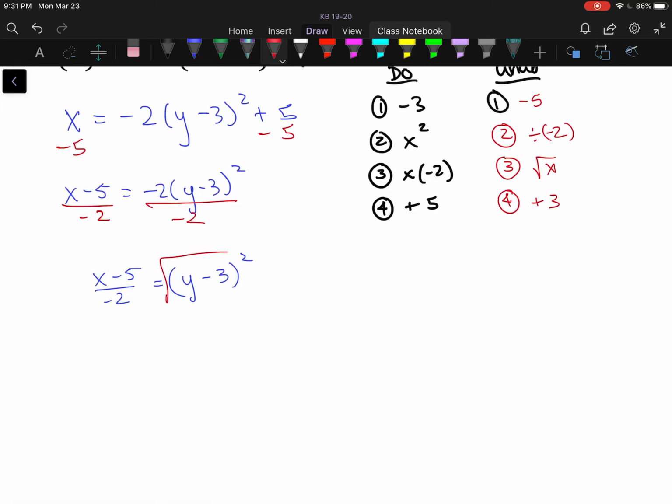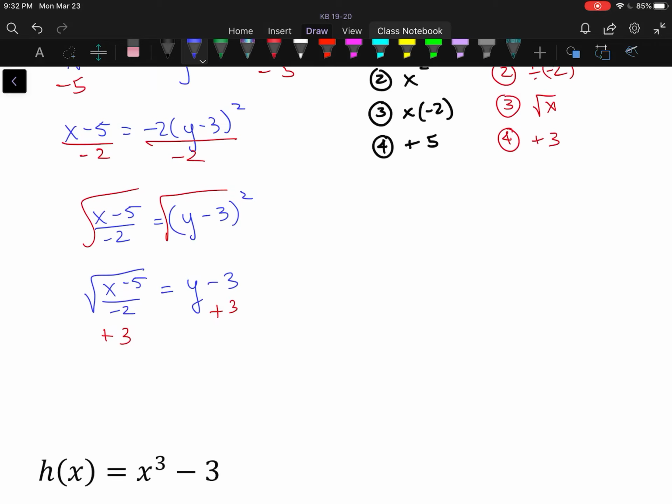Next piece would be to square root both sides. Remember, we got to put our plus or minus. So we're going to get the square root of x minus 5 over -2 equals y minus 3. We no longer need the parentheses because the squared's gone. And then we're going to add 3 to both sides. Now, the 3 was not part of the left-hand side when we took the square root, so it does not go under the square root.